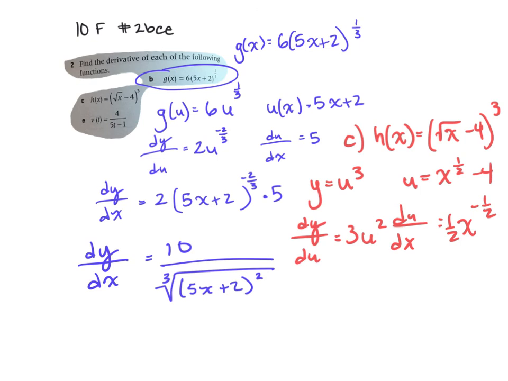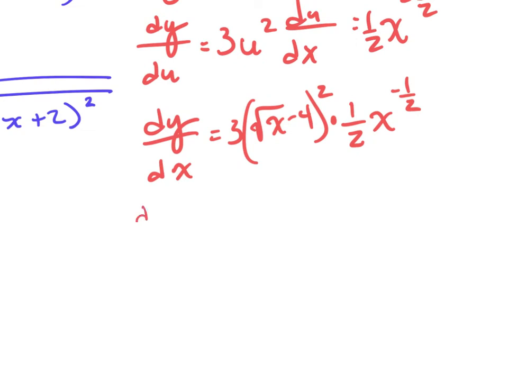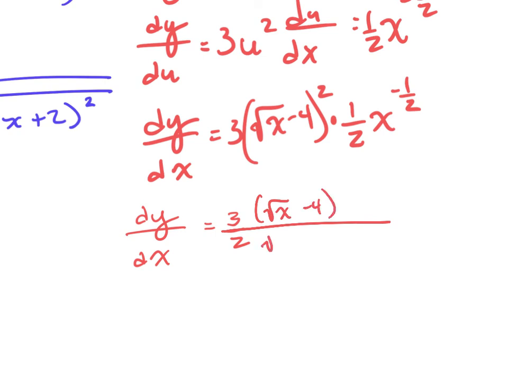Then dy/dx is going to be 3 times (the square root of x minus 4) squared times 1/2 x to the negative 1/2. If you would like to rewrite that, you don't have to, but you could write that as dy/dx is equal to 3 halves, since the 3 and the 1/2 can multiply. This part will remain in the numerator, and this will go to the denominator. So you'd get the square root of x minus 4 over the square root of x. Okay, let me know questions.